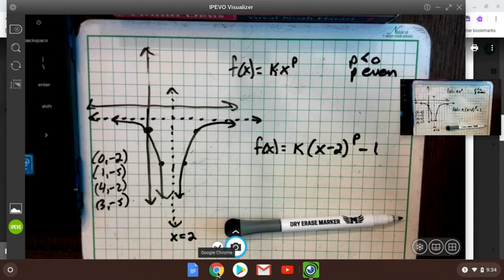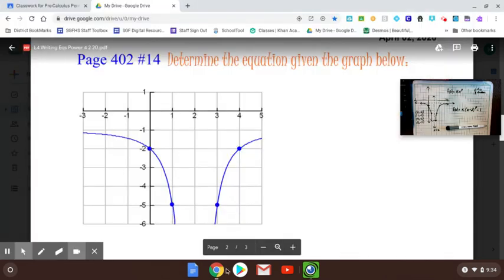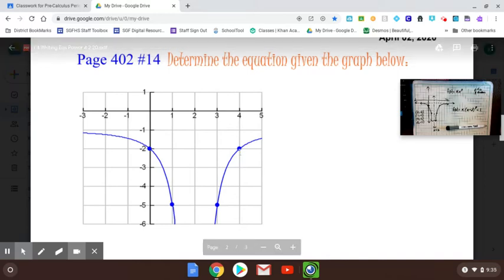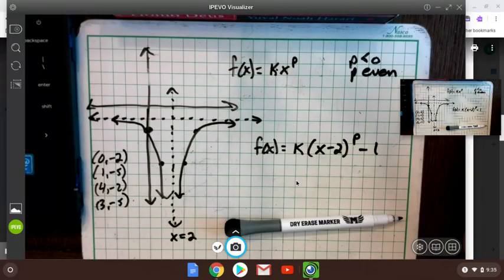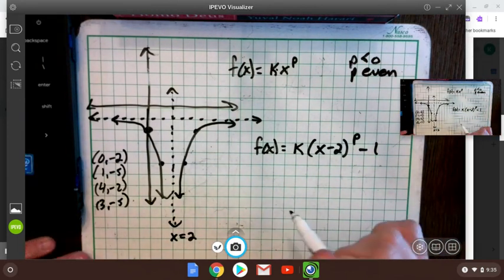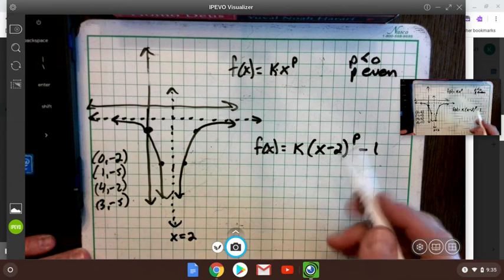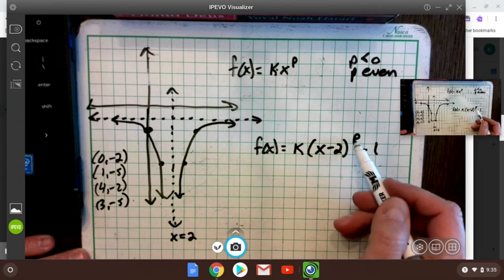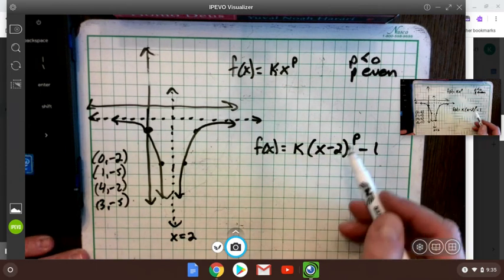I'm going to go back here real quick and just make sure my ordered pairs are right. (0, -2), (1, -5), (3, -5), and (4, -2). All right, so we're all good. Okay. So the only thing we can do with ordered pairs is plug them in, but we got to be smart about this. When I raise something to a power, obviously the value of that thing changes.